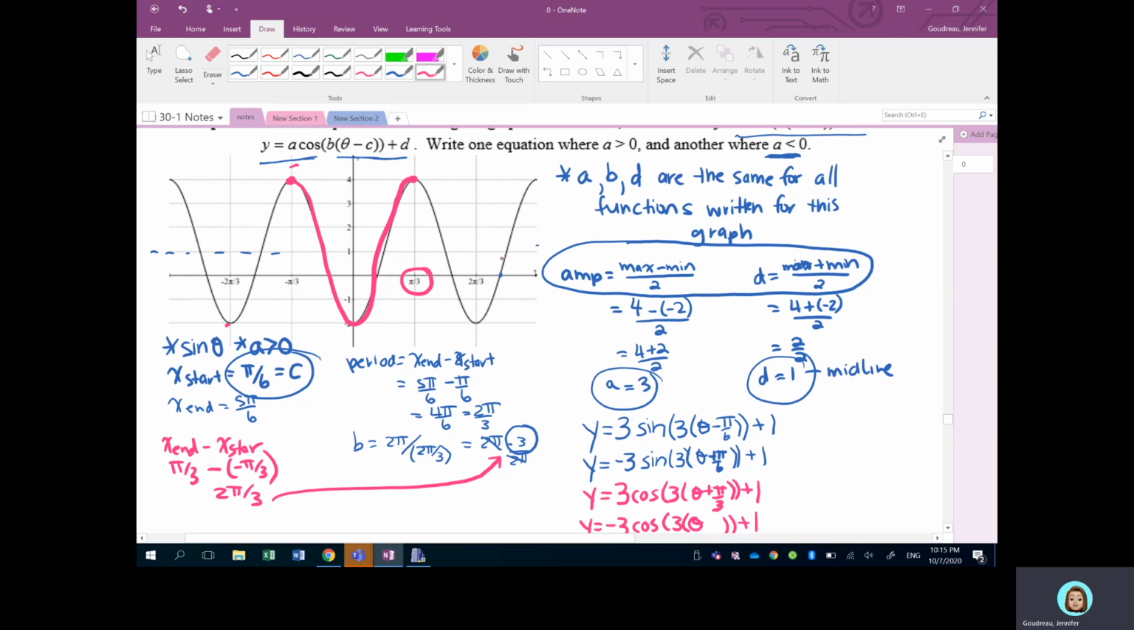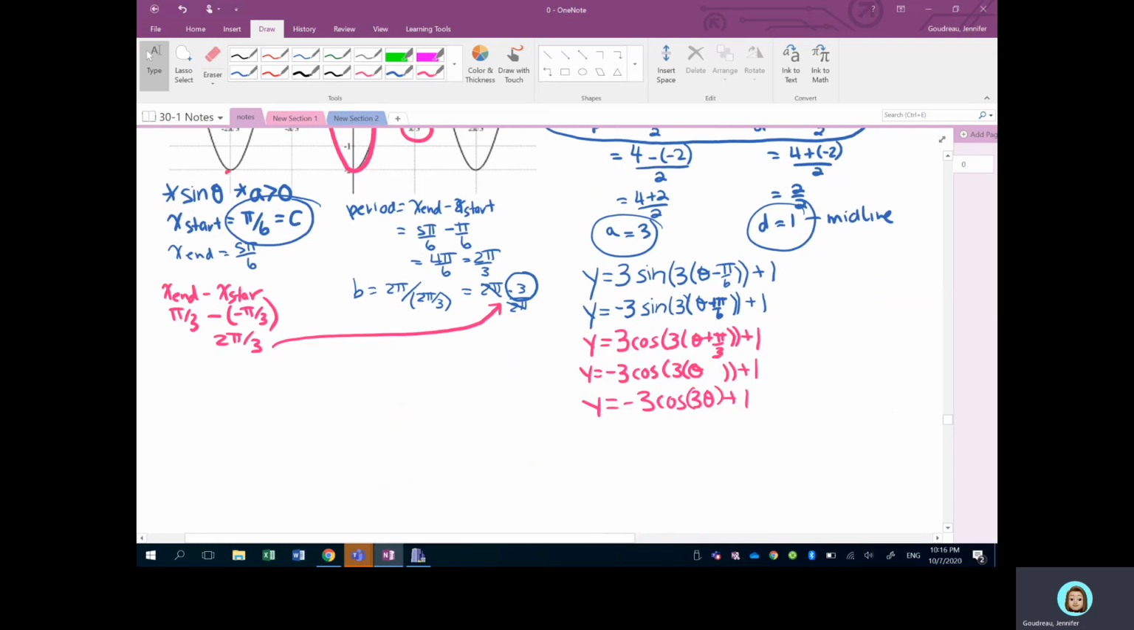It might be a bit easier to use a cosine because it's easier just to find the maximums. Sometimes it's tough to find where the midline is and traveling up for sine. But what we need to understand is that once we found A, B, and D, it's going to be the same for all the functions. The C value is going to change as we change from a positive A to a negative A, or from sine to cosine.